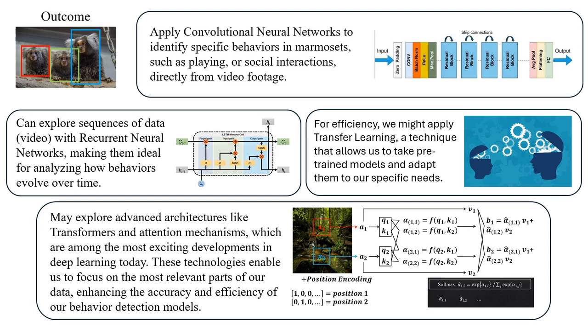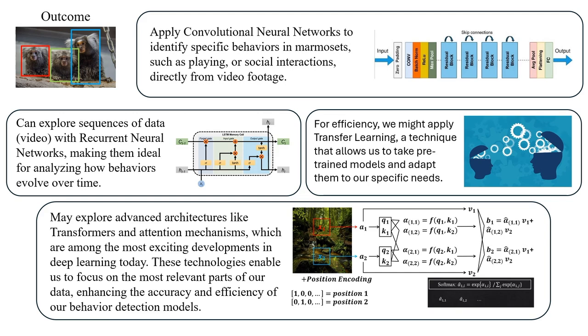The key highlight of this project is the use of transfer learning, a technique that allows us to take pre-trained models and adapt them to our specific needs. This approach is incredibly efficient, allowing us to leverage existing knowledge while focusing on the unique challenges of detecting marmoset behavior. Students will get to work with advanced models and see how they can be tailored to this specialized area of research, making significant contributions with relatively fewer resources.